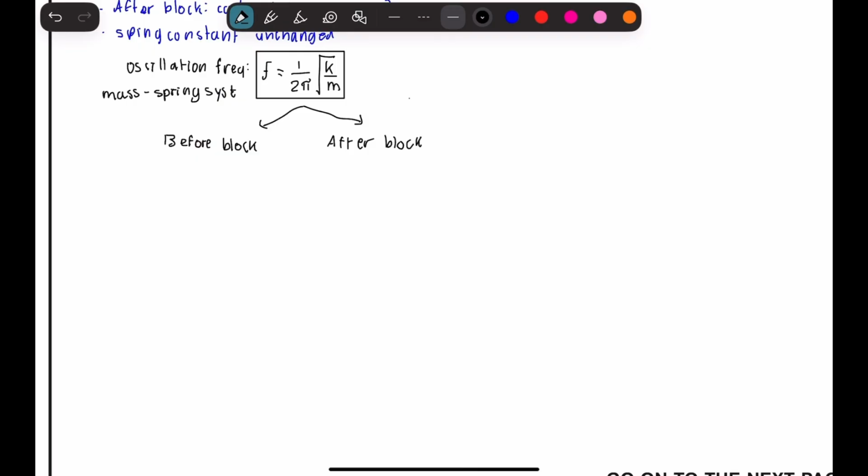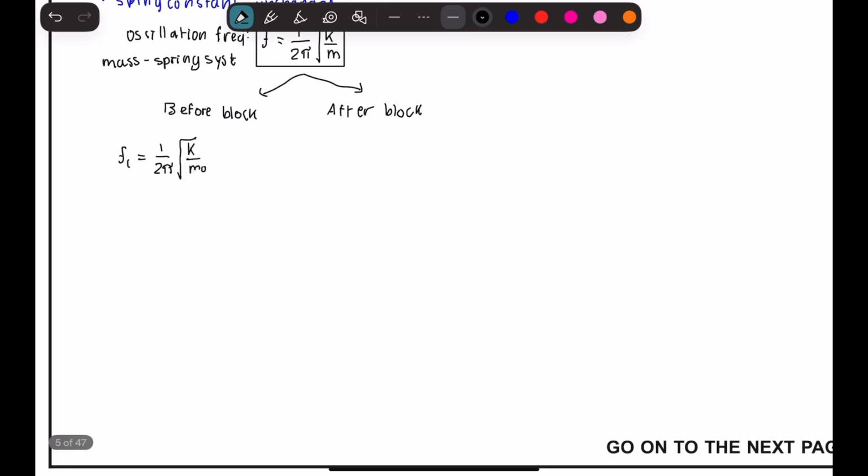So before the block, we have F1 is equal to 1 over 2 pi times the root of K over M initial. And then after the block, F2 is equal to 1 over 2 pi times the root of K over 4M initial. And then we want to take the ratio of F2 over F1.